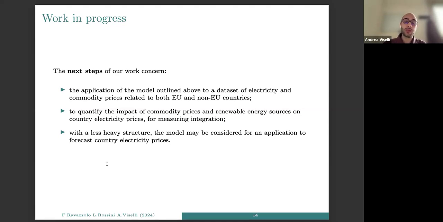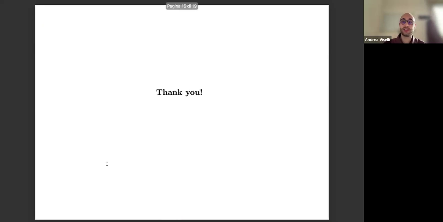And maybe for future work, we are also considering to reset the model with a LiDAR structure and consider it for some forecasting application. So I hope you like my talk, and I'm done.